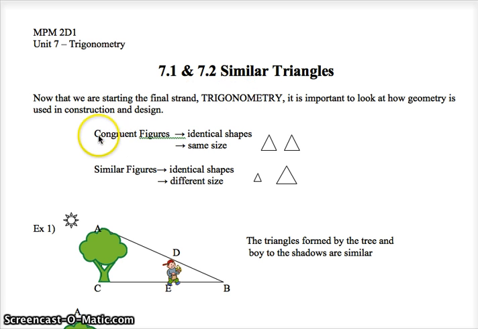So, key thing to remember is the difference between congruent figures and similar figures. Congruent figures are identical shapes and are the same size, whereas similar figures are the same shape, but they're different sizes. So the first thing that we're looking at is 7.1, 7.2, which is similar triangles. We have to remember they're going to be different sizes, but they correspond to each other. The triangles formed by a tree and a boy and their shadows are similar.